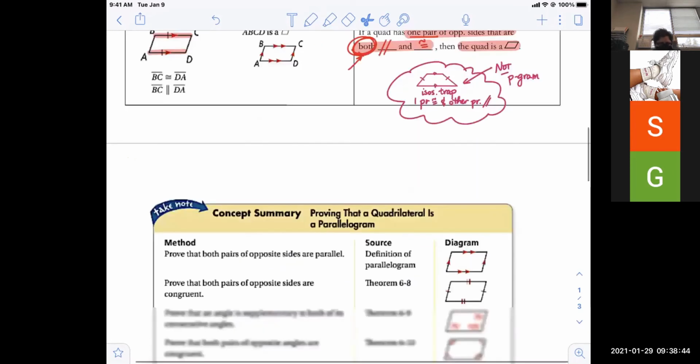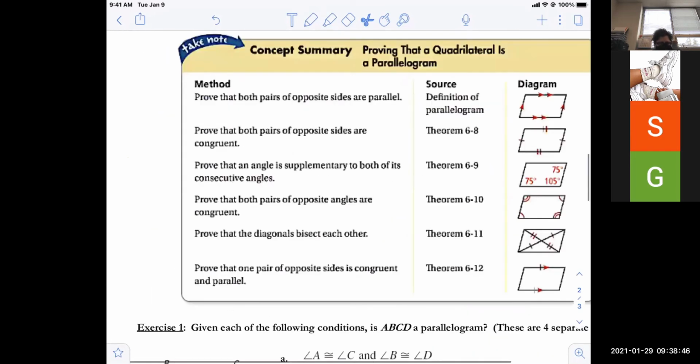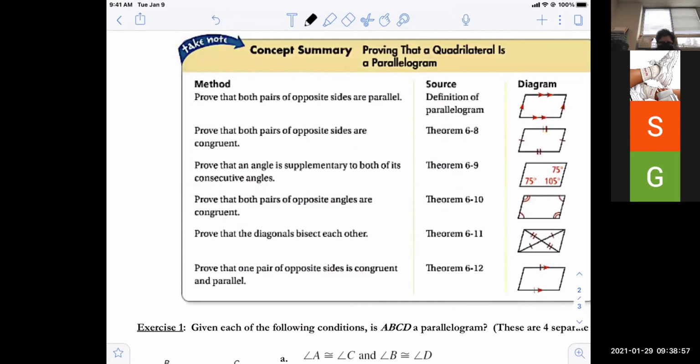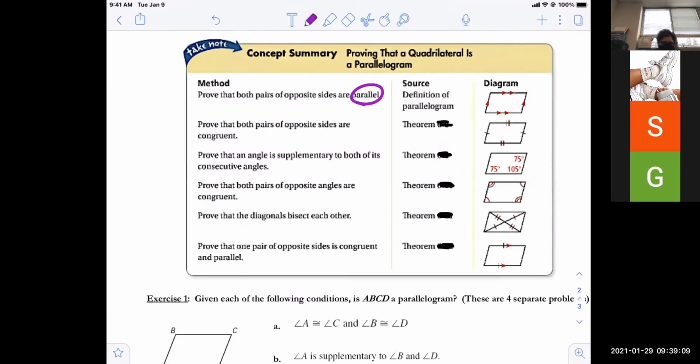Okay, so here they're all summarized for you. It does not matter if you know that it's theorem 6-8. The numbers of those theorems don't matter at all, so don't worry about the 6-8, 6-9, 6-10. The first one is the definition, because the definition of a parallelogram is about sides being parallel. And then the other ones are theorems. But these are 6 ways to prove that a quadrilateral is a parallelogram.